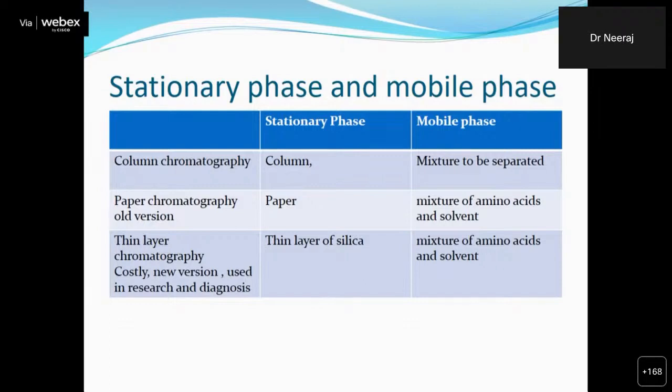In paper chromatography, the stationary phase is paper. And in thin layer chromatography, you can see there is a thin layer of silica, so this is the stationary phase. And generally the mobile phase is always the mixture to be separated. In paper chromatography, it is a mixture of amino acids and solvent, like that. I will give you some idea, then you will understand the meaning of the stationary phase and the mobile phase.